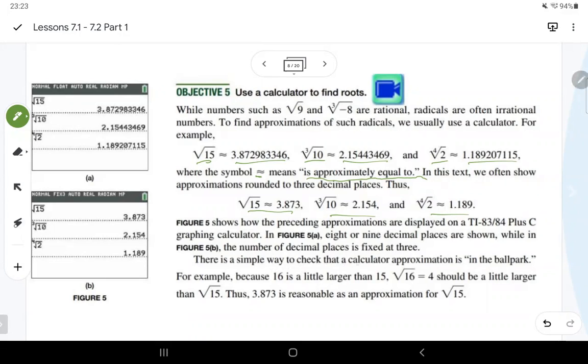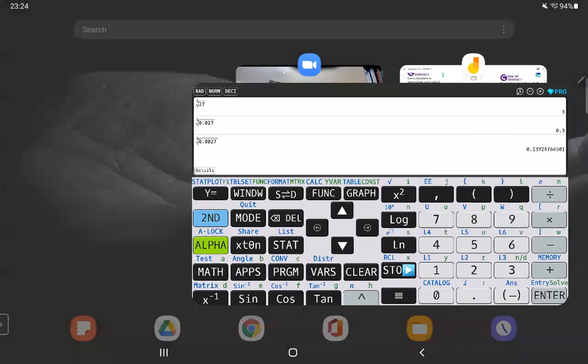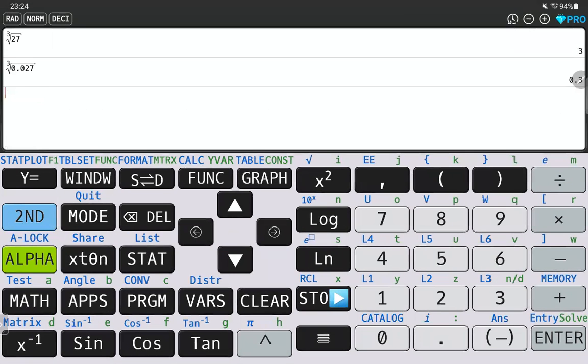There's a simple way to check that the calculator approximation is in the ballpark. For example, because 16 is a little larger than 15, the square root of 16, which is 4, should be a little larger than the square root of 15, so 3.873 is a reasonable approximation for the square root of 15. Okay, so I will show you these ones in the calculator, and then we'll come back and I'll write them down. So let's clear all that.